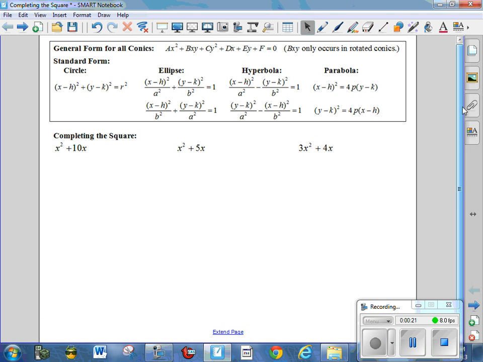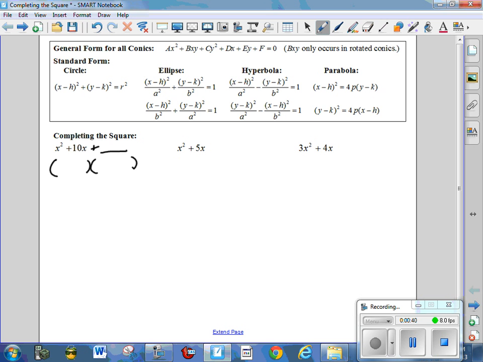So just to give you a brief overview, completing the square is adding something to an x squared and an x term, or any variable squared and a variable term, so that I can factor it into two identical binomials. And identical is the key here.